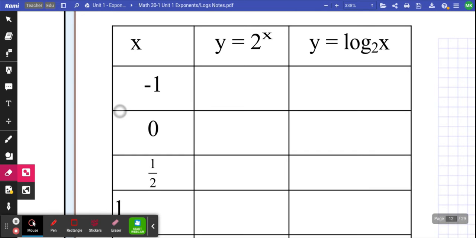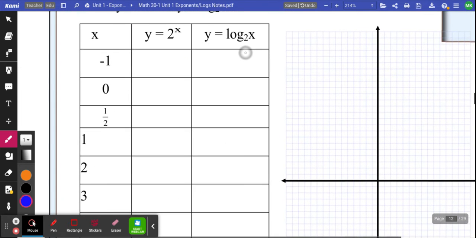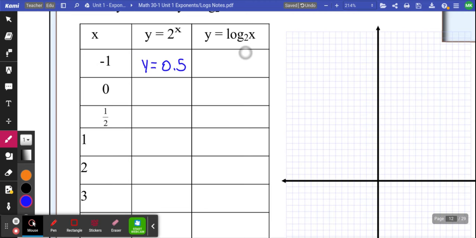Okay, we're going to graph all these points given all these y values. So if we put x equals -1 into our calculator, we would get y equals 0.5. So that gives us our first point on our little graph over here, -1, 0.5.